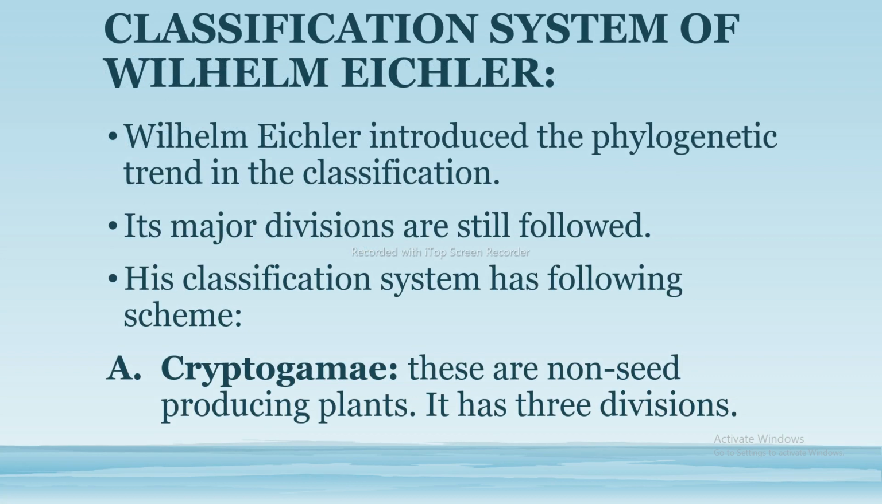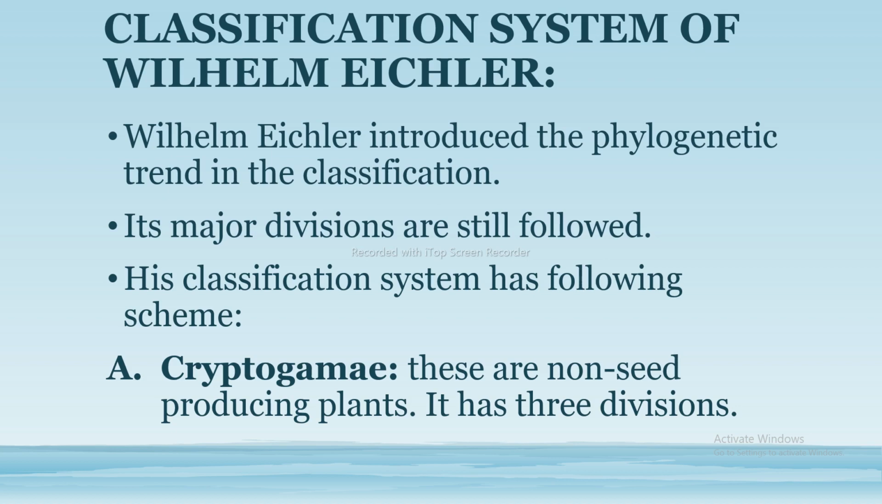Next, I am going to discuss the classification system of Wilhelm Eichler. Wilhelm Eichler introduced the phylogenetic trend in the classification, so its major divisions are still followed. His classification system has the following scheme.